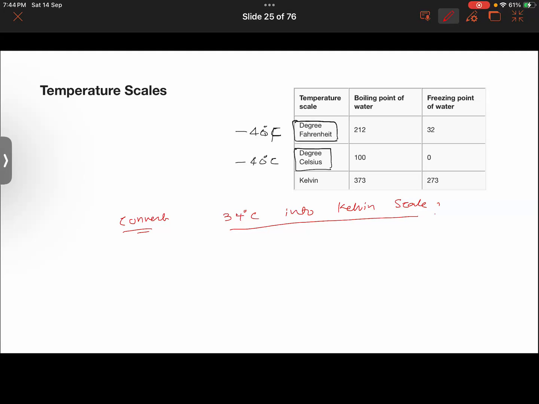Yes, Razan? I don't know how to do this. Okay. What I said 2 minutes ago: to convert from degree Celsius into Kelvin, you have to add 273. Whatever temperature is given in degree Celsius, just add 273 to that. Okay, what answer have you given? Yeah, that is correct. Very good, Suleiman.